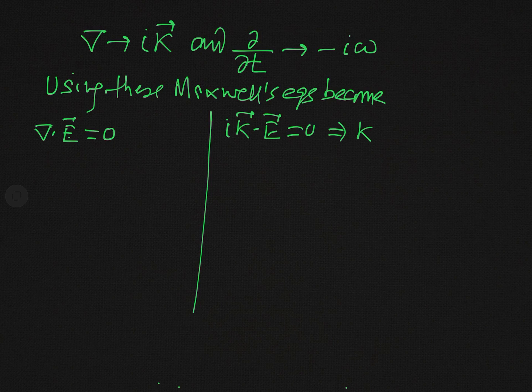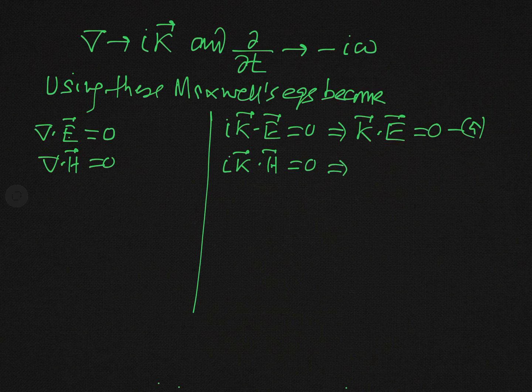and this implies k dot E equal to 0, and let us say this is A. The next equation is del dot H equal to 0, and so this will be ik dot H equal to 0, and from here we can write k dot H equal to 0. Say this is equation B.